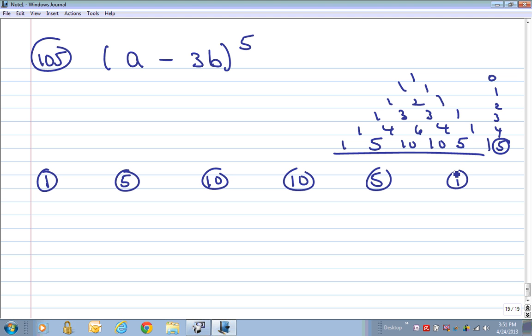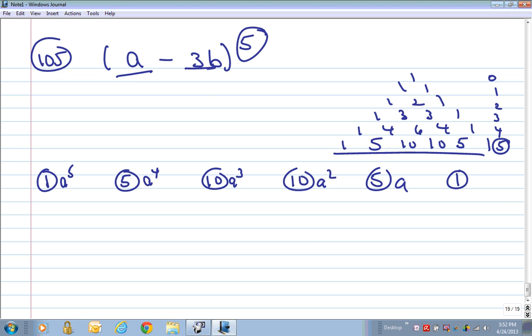All right, now, the first thing I see is negatives, so it's going to alternate sign pattern in just a minute. The next thing I'm going to do is take my first variable, the first term, and I'm going to go a to the 5th power. And then I'm going to decrease by 1, a to the 4th, a to the 3rd, a squared, a, and I don't have an a at the end.